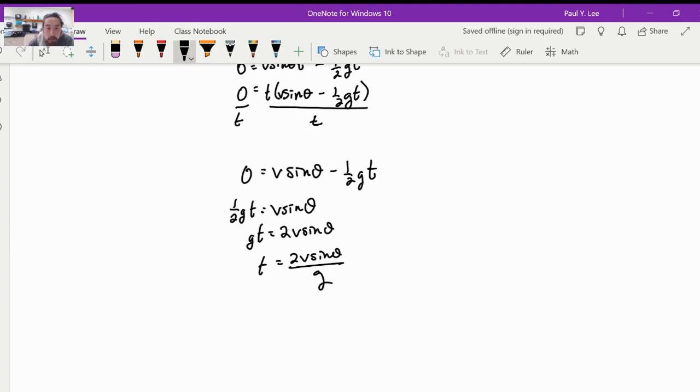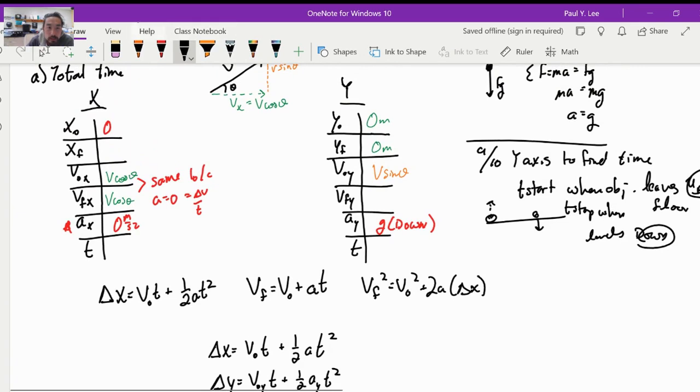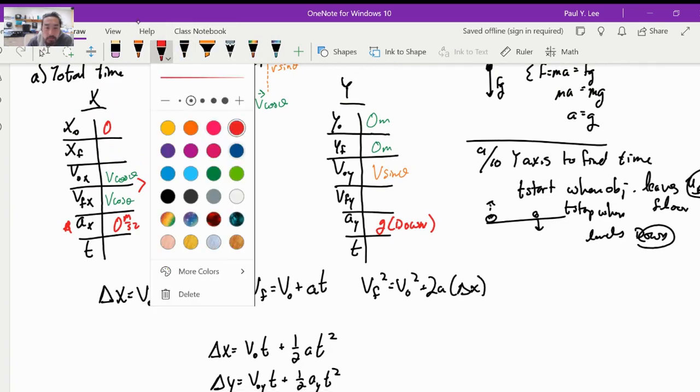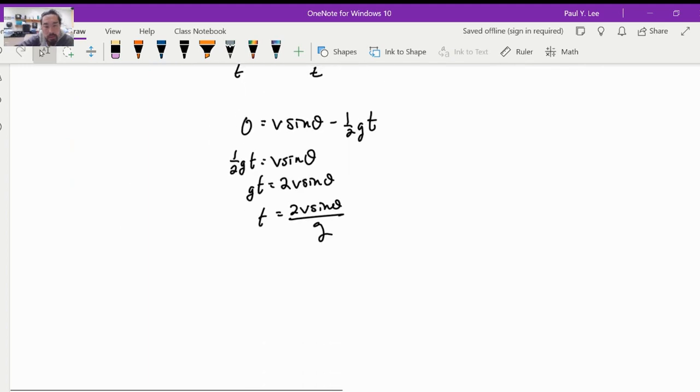Okay, so at this moment, I am going to update my table with 2v sine theta divided by g as my time. All right, and let's do this in some blue. So 2v sine theta divided by g. And you'll notice I put the time for both the x and the y, and this is because time does not care about your axes. Time is universal for the x and the y. All right, so that's how you solve for time.